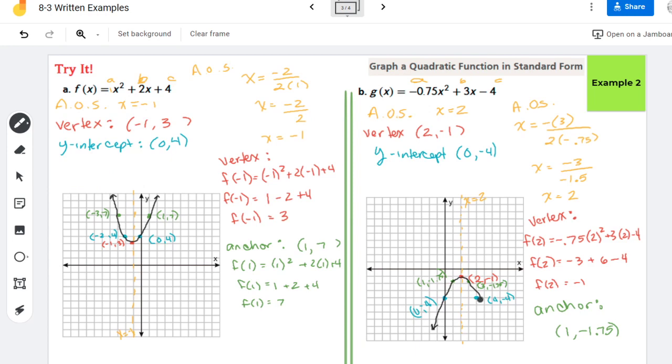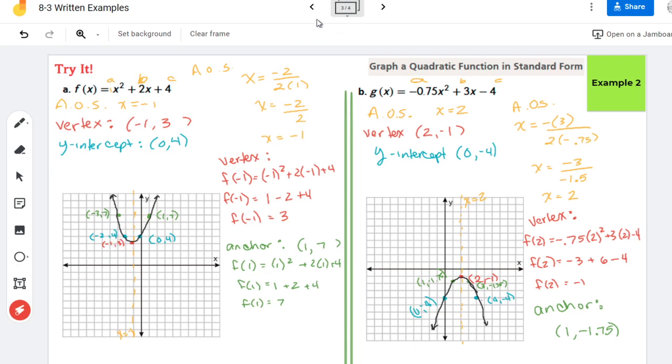Again, that trick using my a value only works when the axis of symmetry is more than or less than 1 unit away from the y-axis, because the a value deals with only 1 unit to the side.